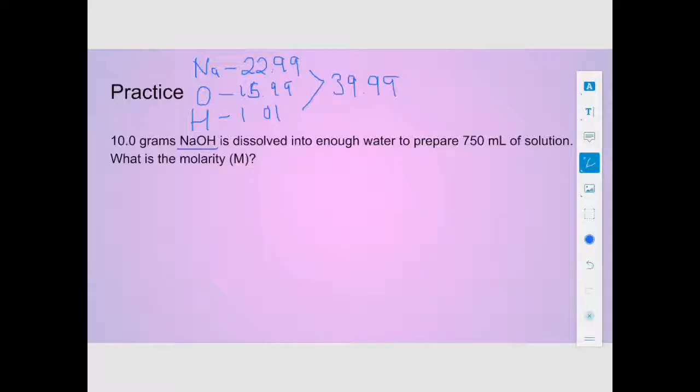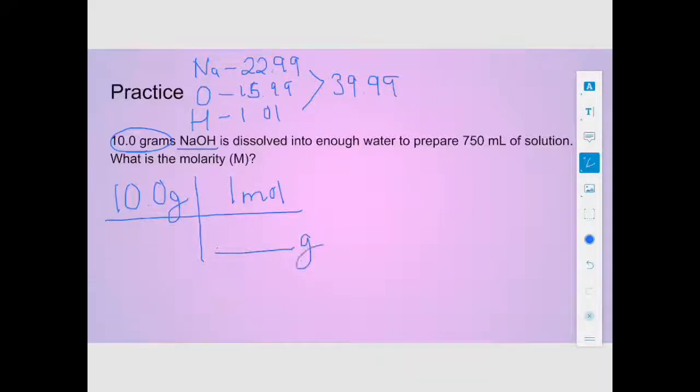Step number 2, like we said last time, is to go from grams here to moles. Now this problem here has us doing 10 grams of NaOH. We're going to just write 10.0 grams, draw our little crosshairs, and we're going to put moles on top and grams on the bottom. And if you remember, here's the number that should go in that blank.